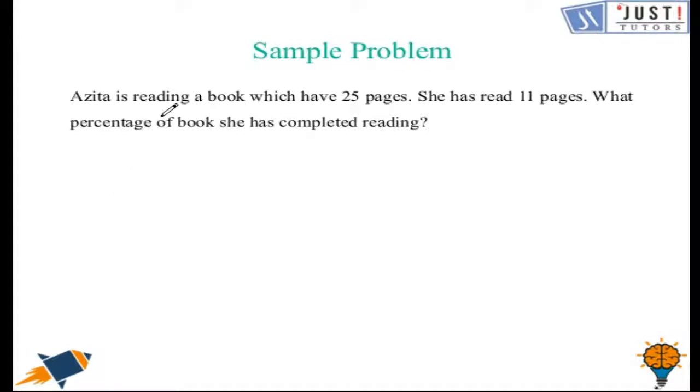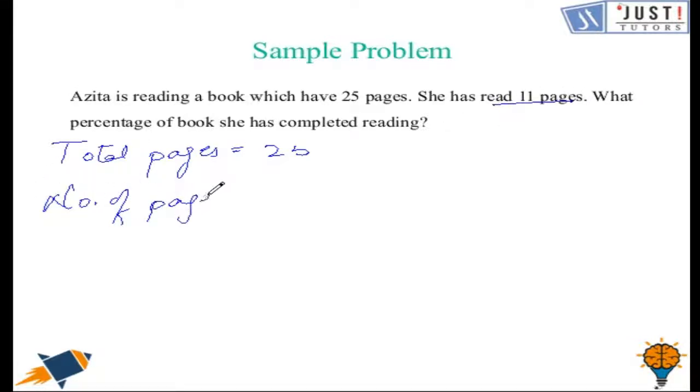Let's try one example. Ajita is reading a book which has 25 pages. Okay, total pages 25. She has read 11 pages. Number of pages she read is 11. What percent of the book? Okay, so for this percent we need a fraction. So the fraction will be 11 over 25.